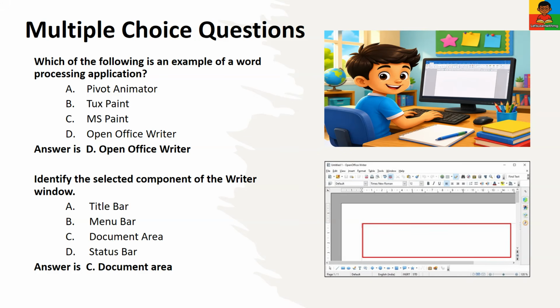Next question. Identify the selected component of the Writer window. A. Title bar. B. Menu bar. C. Document area. D. Status bar. The correct answer is C. Document area.